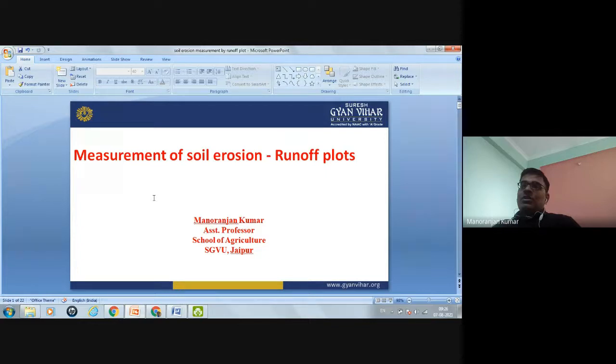Using the equation, that is known as the USLE equation, a very famous equation, the Universal Soil Loss Equation. I will teach you in later classes. With the help of that equation, you can calculate how much soil can be eroded from any particular field. The second method is using some instrument or device to measure the soil erosion.